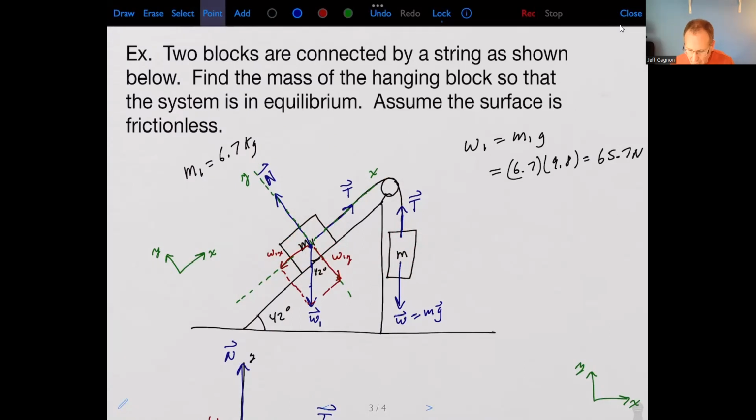Okay, great. So then next, we'll do a little bit more translational equilibrium, but we're going to also focus on something called rotational equilibrium, when the object is either not rotating or rotating at a constant angular velocity. In most cases, we're going to deal with situations where it's not rotating.